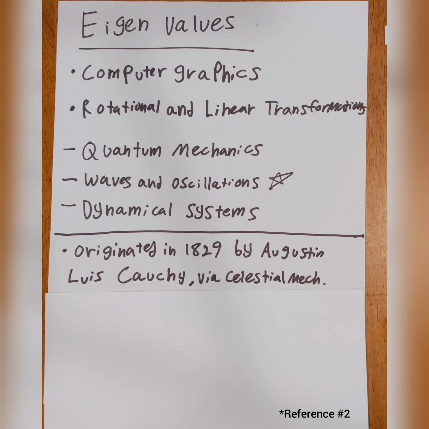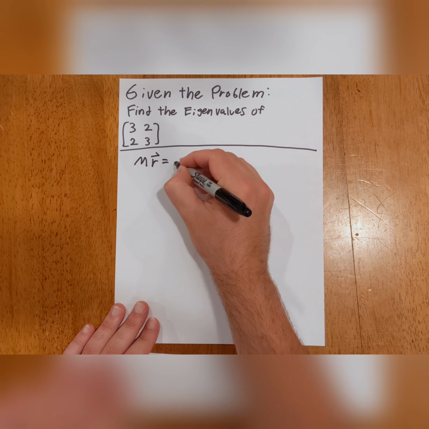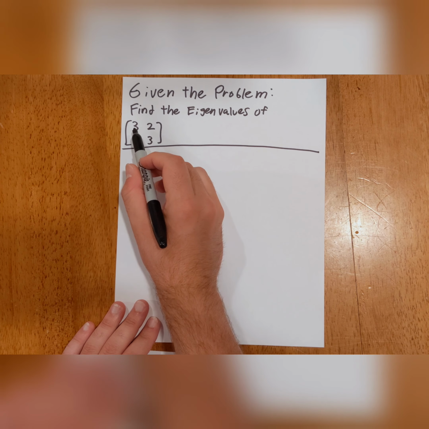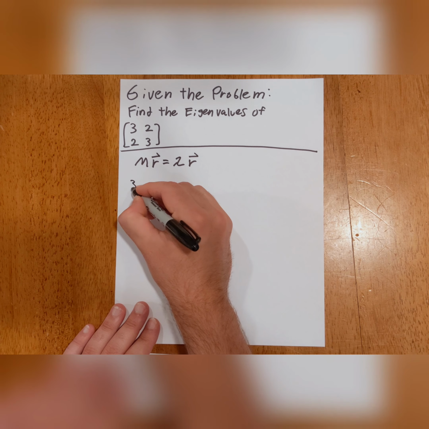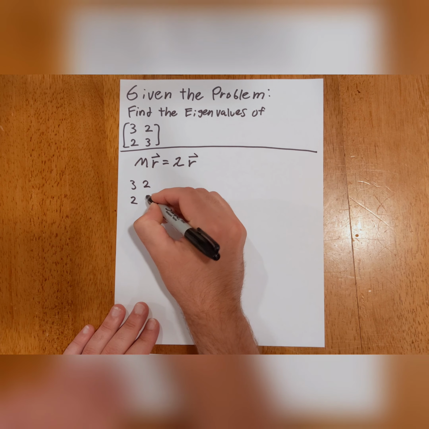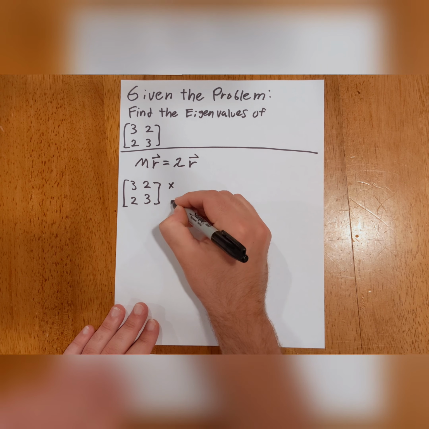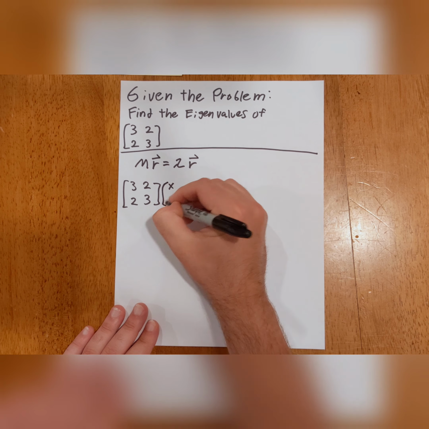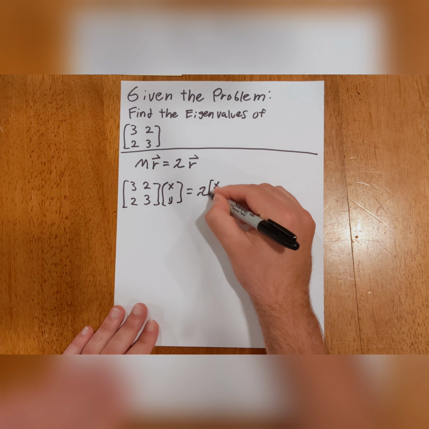Okay, so given the problem, find the eigenvalues of the matrix 3, 2, 2, 3. We are first going to get it into the form of M times a column vector equals lambda times the same column vector. And we could write this as such, with our column vector being something like x and y on both sides.